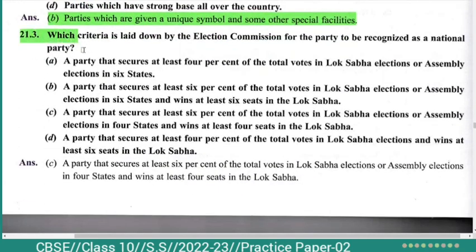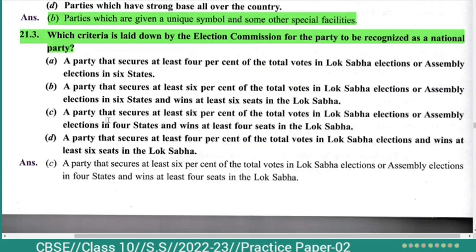Question number 21.3. Which criteria is laid down by the Election Commission for the party to be recognized as a national party? Option A, a party that secures at least 4% of the total votes in Lok Sabha elections or assembly elections in 6 states. B, a party that secures at least 6% of the total votes in Lok Sabha elections or assembly elections in 6 states and wins at least 6 seats in the Lok Sabha.